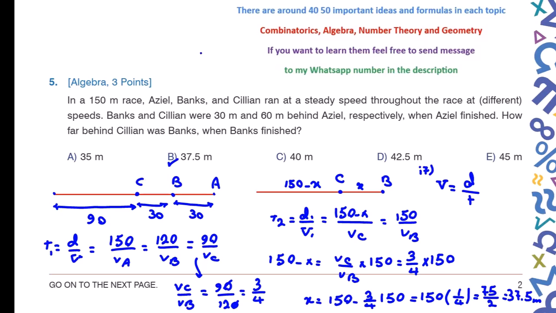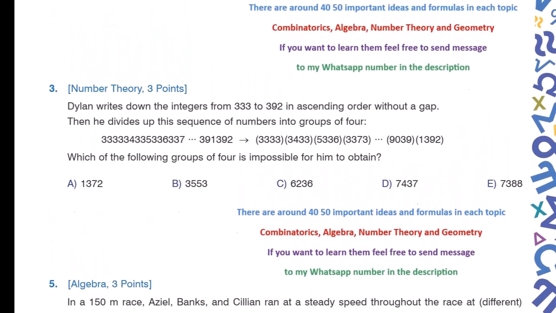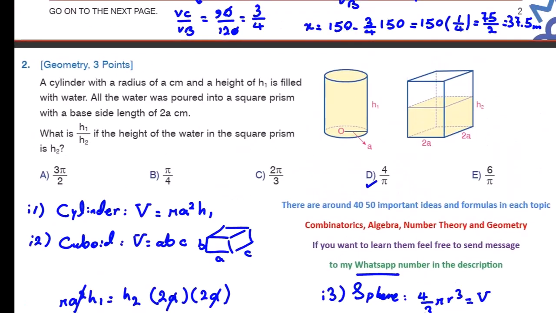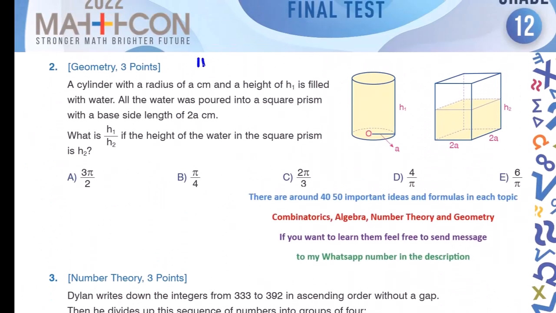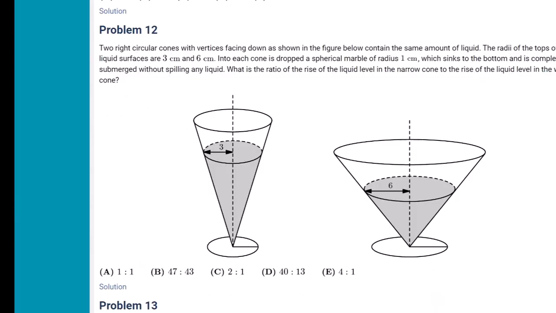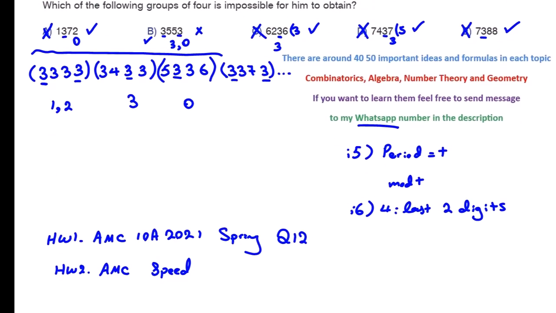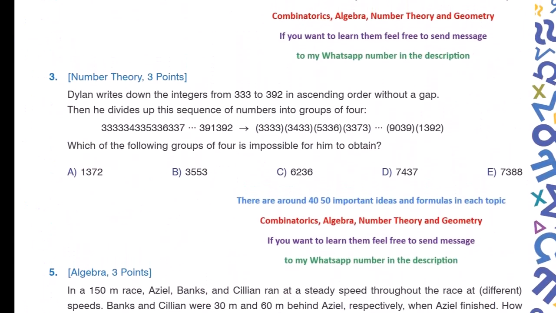Okay. Now let me give you some problems as homework, for example, this problem, problem 2. From AMC, we have a similar problem. As homework 1, you can solve this problem 12 from AMC 10A 2021. It is related to volumes. As homework 2, we have lots of problems in AMC related to speed. I should search, and I will tell you exactly which problems. If you want to know the problems, feel free to send a message to my WhatsApp number in the description. Okay, 2 homeworks, this one.